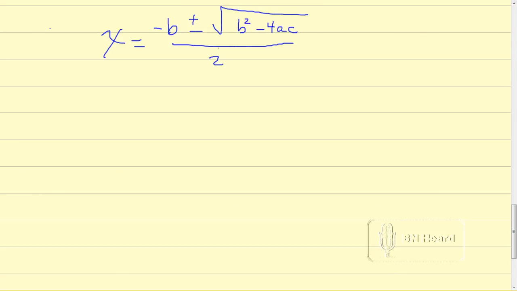Okay, now we need to remember when we're talking about the discriminant, we first need to remember the quadratic formula, which is x is equal to negative b plus or minus the square root of b squared minus 4ac all over 2a. Now, there is a name for this part under the radical sign. The b squared minus 4ac is what is known as the discriminant.